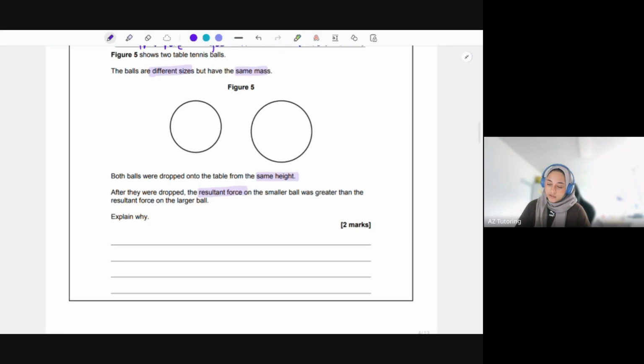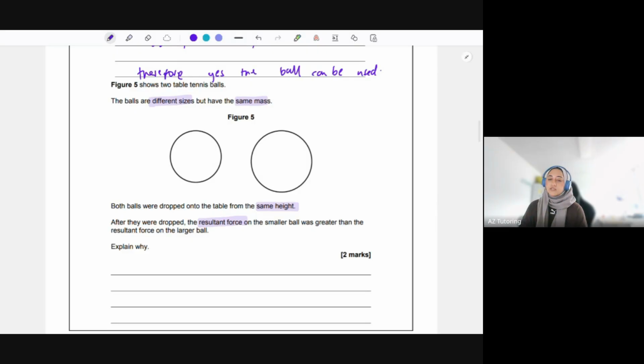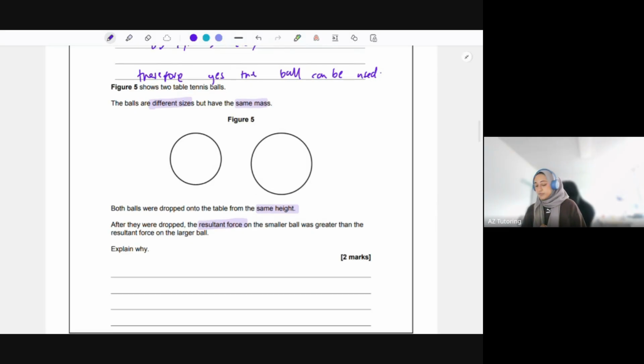So it says here, after they were dropped, the resultant force on the smaller ball was greater than the resultant force on the larger ball. Explain why. The masses are the same, so that's not affecting it. And they were dropped from the same height, so that's also not affecting it. So your answer must come from this different sizes thing. They've kind of given you the answer in the question. So that's what you need to refer to first.